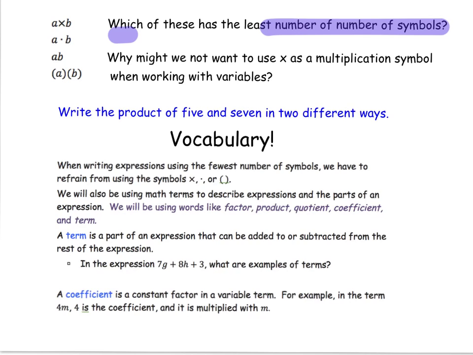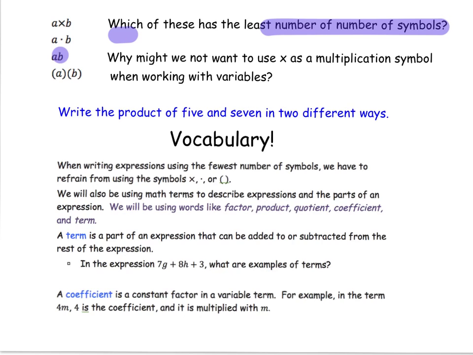So if we look and we can count, this one has 1, 2, 3. This one has 1, 2, 3. This one has 2, and this one has 1, 2, 3, 4, 5, 6. So the one that has the least amount is this, A, B. So all of these mean the same thing. They all mean A times B. But when we are working with variable expressions and we are simplifying, the simplest form is the one with the least number of symbols that means the same thing.